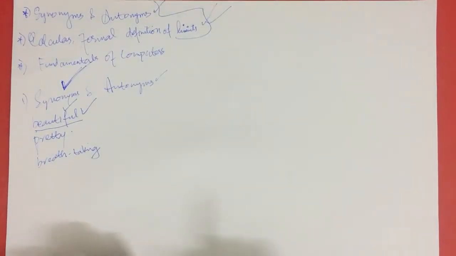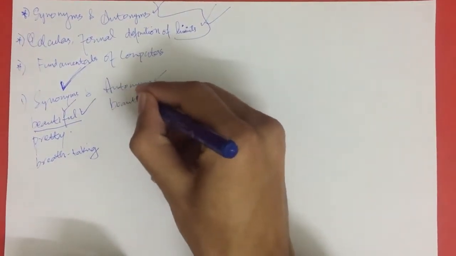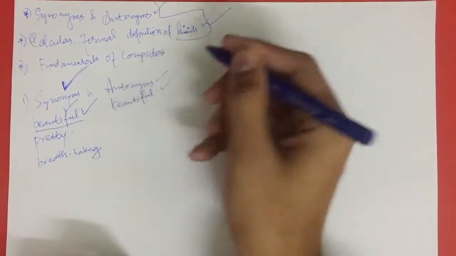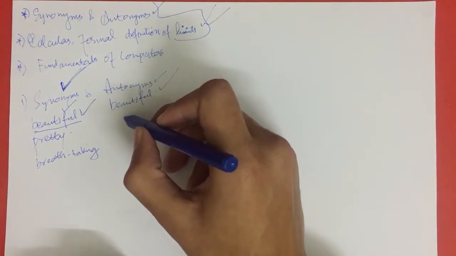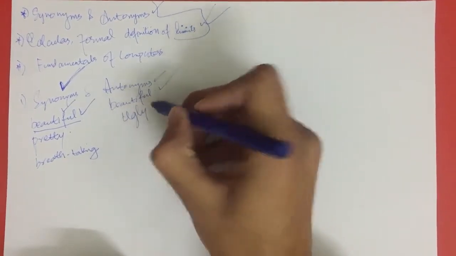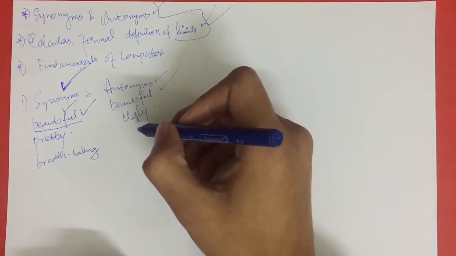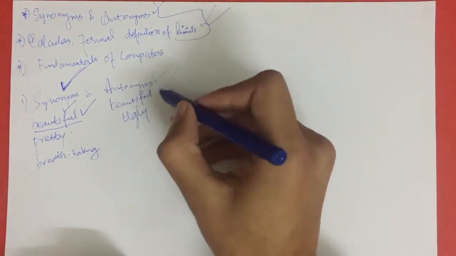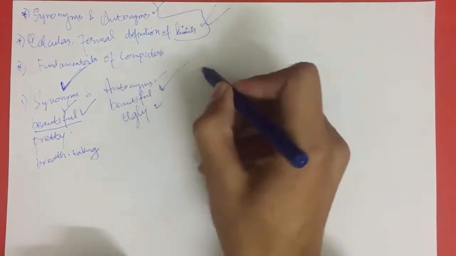An antonym is basically the opposite of the word. For example, if I say beautiful, the first word that comes to my mind that is going to be the opposite of this one is ugly. You can say that's completely opposite of this word. So for beautiful we have ugly.